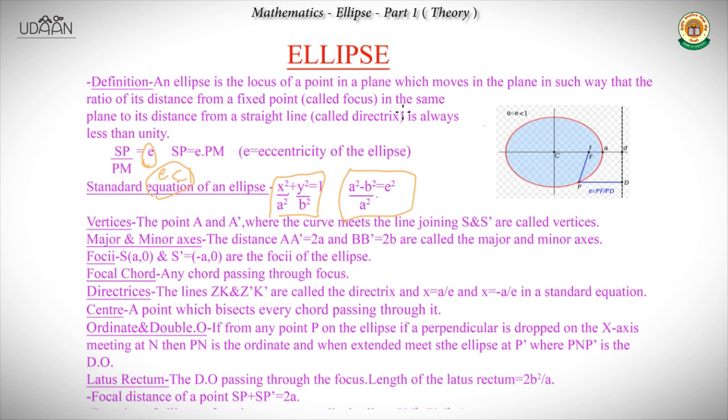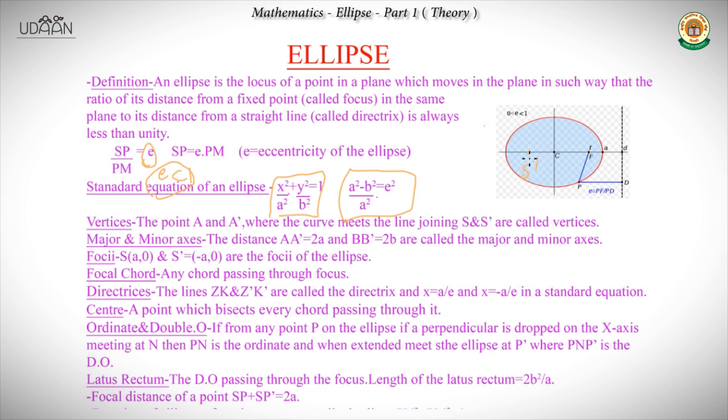Now we'll study terms like the vertices. The points A and A dash are where the curve meets the line joining S and S dash. They are the two foci of the ellipse. Another important thing: in a parabola there is only one focus, but in an ellipse and hyperbola there are two foci. So this is one of the foci and this is a directrix. There are two directrices and two foci for an ellipse and hyperbola.